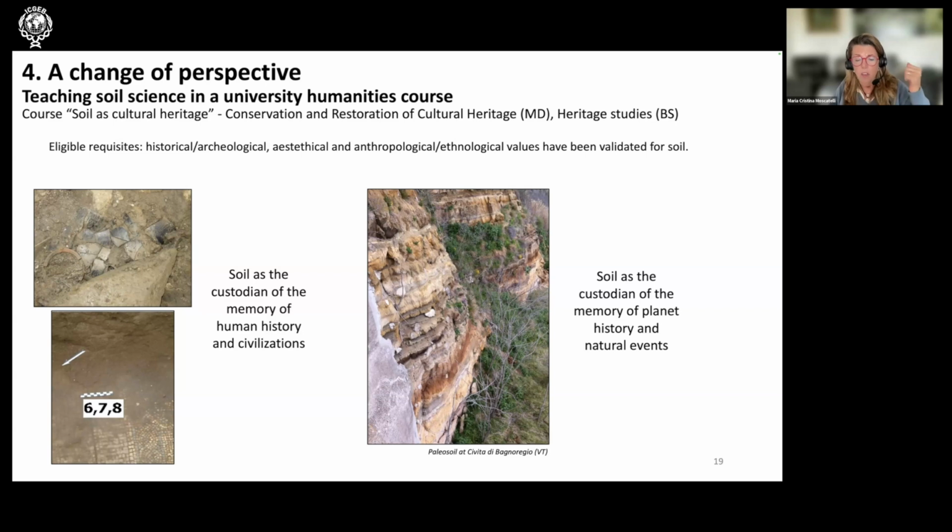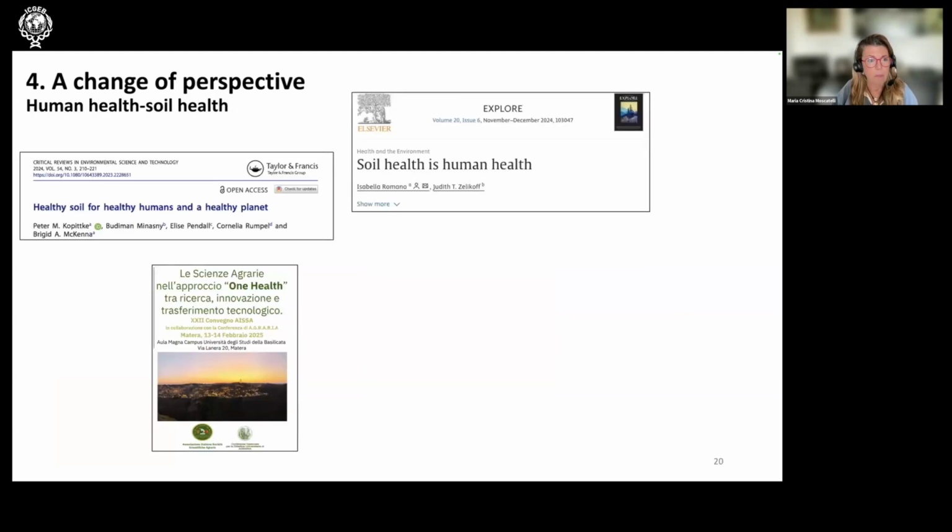On the other hand, soil is also the custodian of natural events, and this is an example of a paleosoil, whose pedogenesis was stopped by the volcanic eruption that occurred at Civita di Bagnoregio 500,000 years ago, which is the object of an interesting study now carried out by my colleague Sara Marinari and our group.